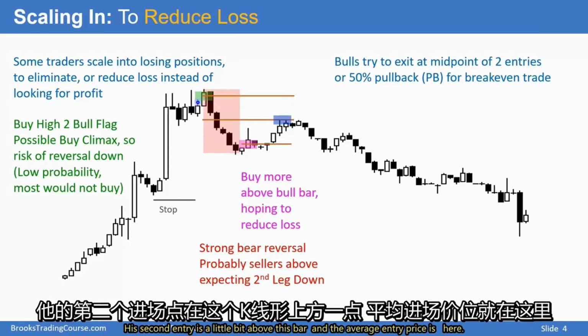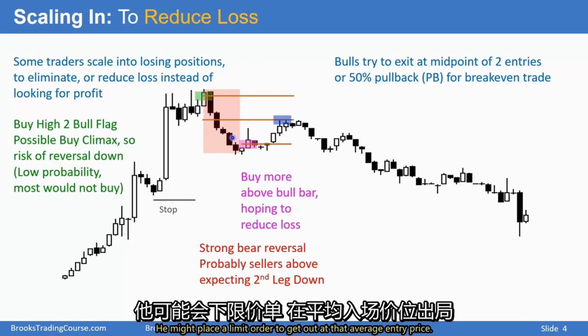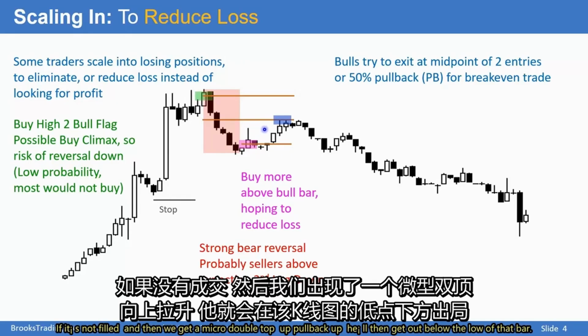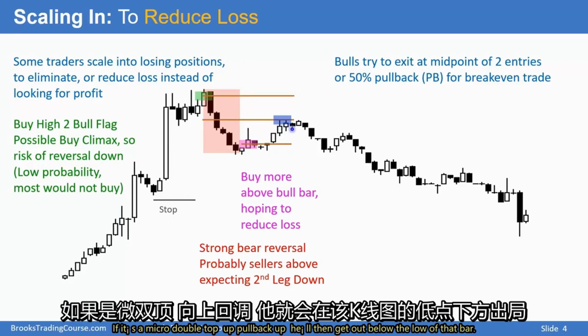That's his first entry, just a little bit above that bar. His second entry is a little bit above this bar, and the average entry price is right here. He might place a limit order to get out at that average entry price. If it's not filled, and then we get a micro double top, up, pull back, up, he'll then get out below the low of that bar.